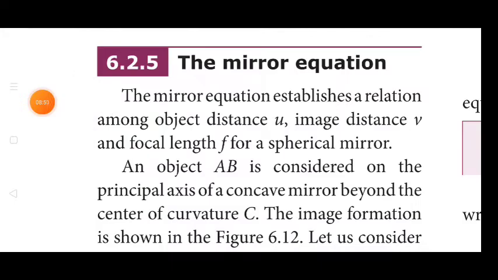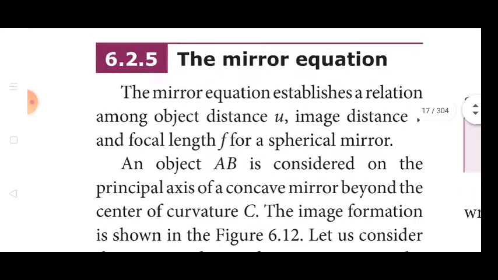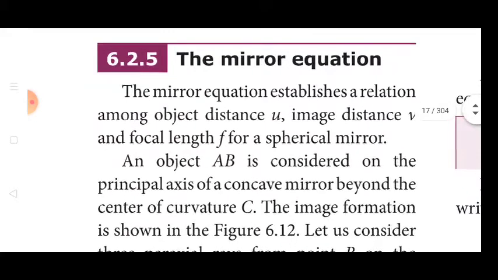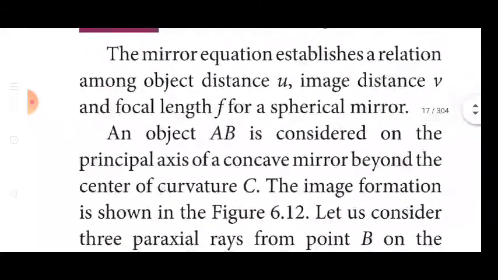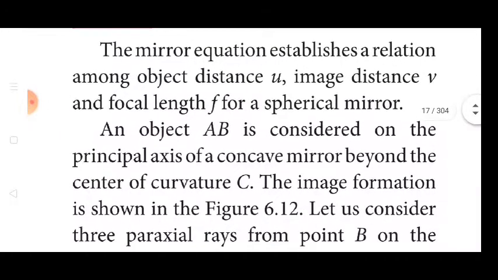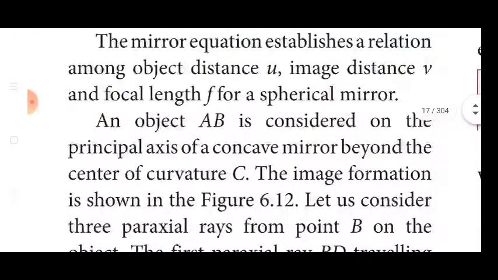Mirror equation. The mirror equation establishes a relation among the object distance u, image distance v, and focal length f for the spherical mirror. Object AB is considered on the principal axis of a concave mirror beyond the center of curvature C. The image formation is shown in diagram 6.1. To see the diagram very clearly, children, use the book. See this link. See the theory with the help of the book. The image formation is shown in the diagram.